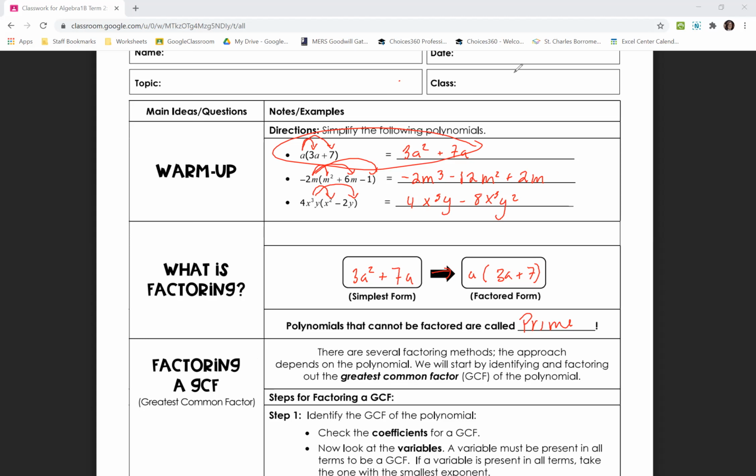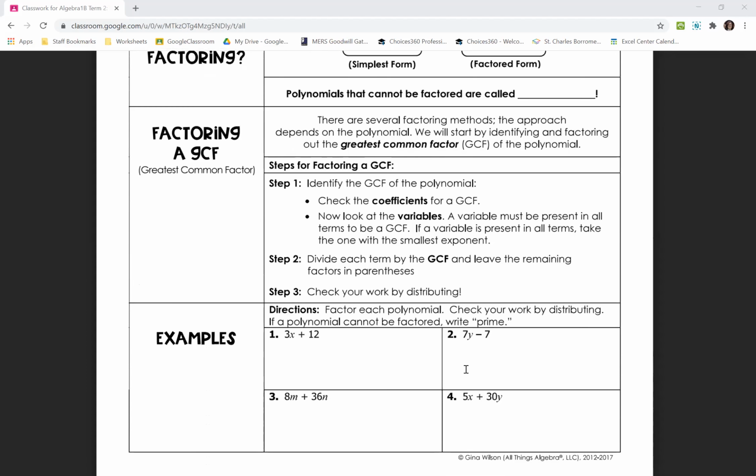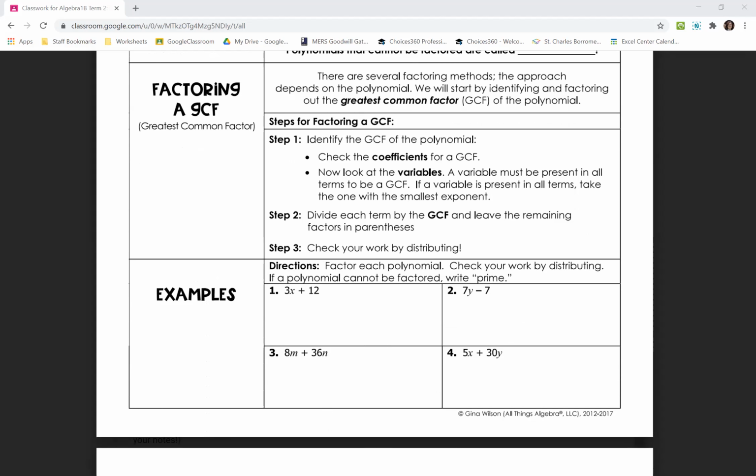Today we're going to go over our first technique, and that is referred to as factoring a greatest common factor. Here are my steps. First, I need to identify the greatest common factor. So identify what you can factor out. Whenever you're doing that, since an algebraic expression is made up of numbers and variables, you need to check them separately. First check the coefficients and then check the variables.